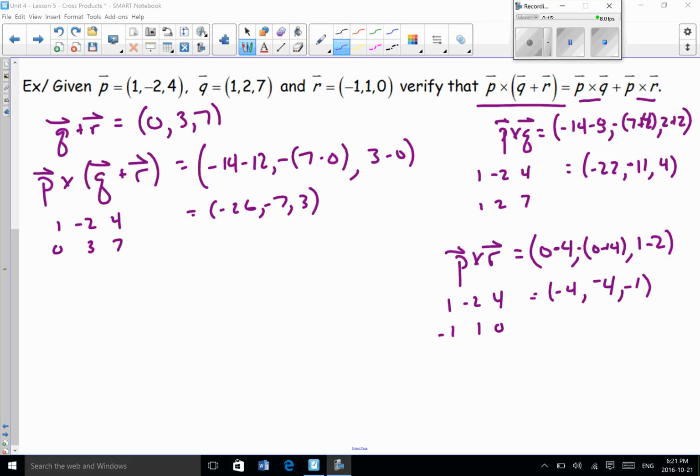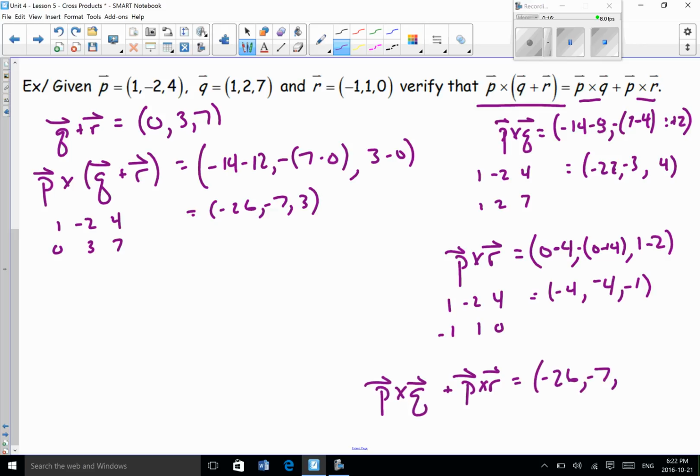Actually, I have a little mistake just back here for a second. This is 7 minus 4. Looking ahead, I already know that that wasn't going to work itself out, so I had to fix that. Okay, so this should be a 7 minus 4, which would be negative 3. Okay, so then we take our P cross Q. We want to add that with our P cross R. We can literally just add those together, right? What do we get? Negative 26, negative 7, and 3. And we've proven that that distributive property works.